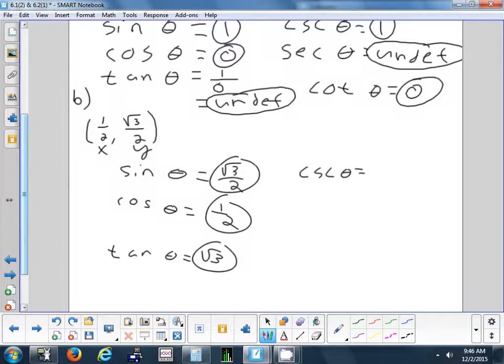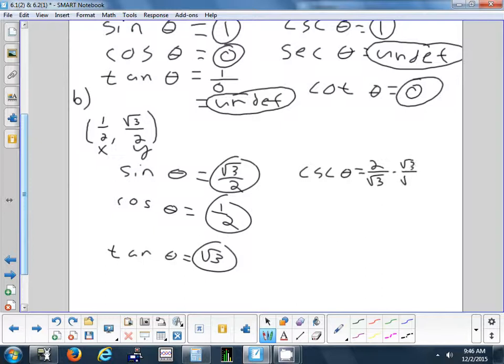Okay, we're going to be careful when we flip this one. What do you get when you flip it? 2 over the square root of 3. But what's wrong with that? We can't have a square root at the bottom. So what do you multiply by to fix it? Square root of 3.